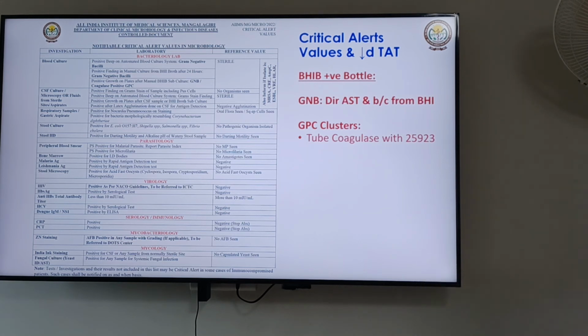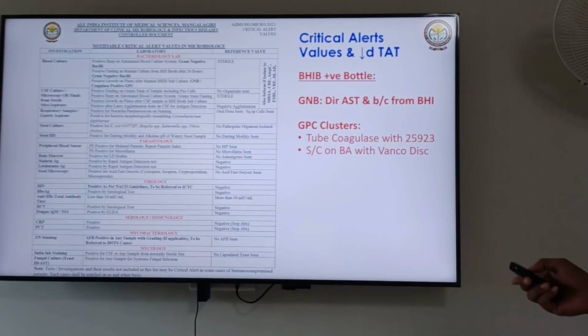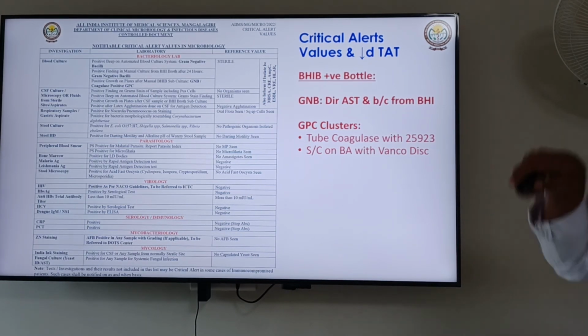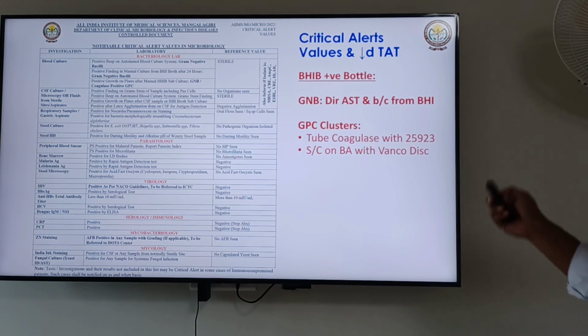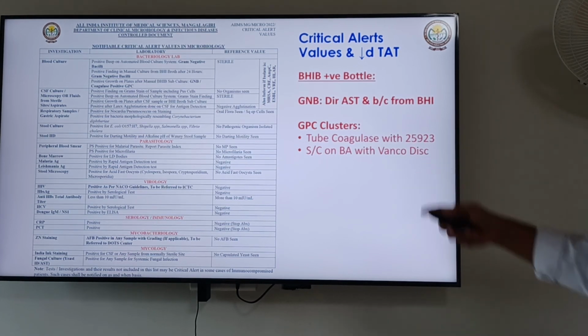But what we have learned in our pure culture exercises during our MD exam is that you can perform a tube coagulase with your broth also. If you get a positive blood culture bottle and GPC in clusters, you can centrifuge it, take the supernatant, and do a tube coagulase even with that positive broth. And when you make a subculture on blood agar, always put up a vancomycin disc.